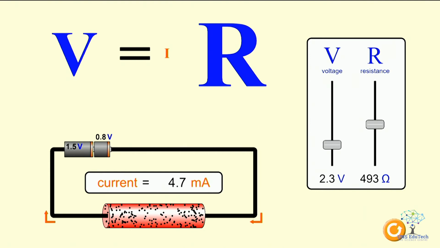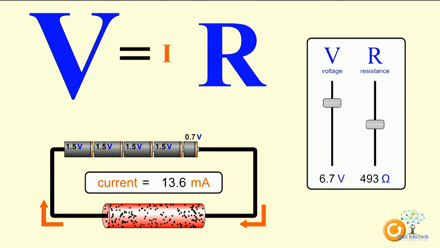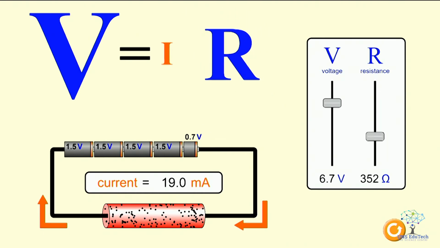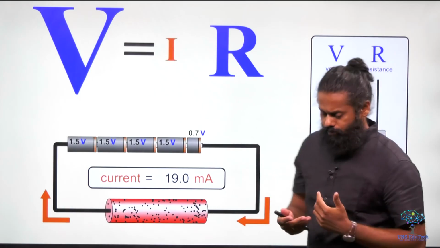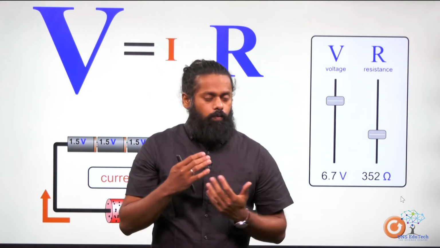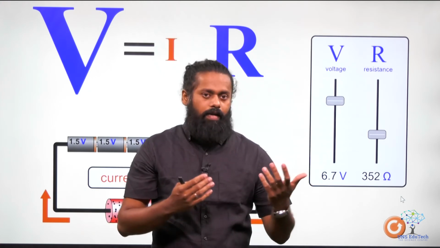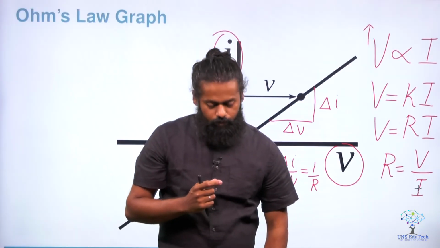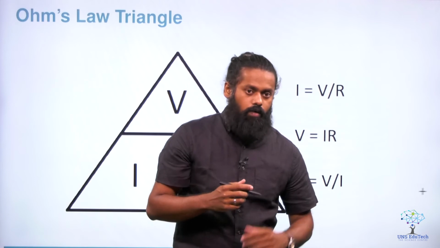Now, if I maintain a constant voltage and change the resistance, you can see that with more resistance, the current value will be less, and with less resistance, the current value will be more. So, this shows how voltage and current are related, and what the underlying principle of Ohm's law is. I hope all of you understood this concept. Now, you can easily apply this for competitive exams.